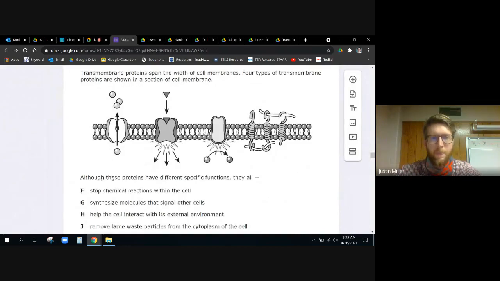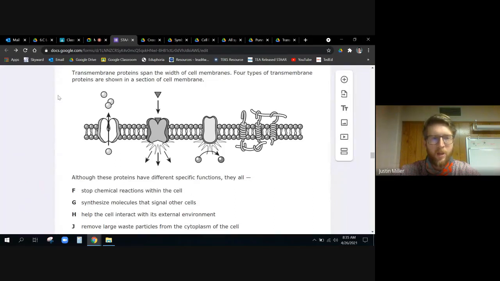Okay. Although these proteins have different functions, they all do what? So what are we looking at here? Do you guys know what this is? This double membrane here, these 2 layers of membranes, this is the cell membrane, okay? This is the thing that surrounds the outside of the cell. And in the membrane are these big proteins, and they all do different things. These are transport proteins, right? This is how stuff gets into or out of the cell.